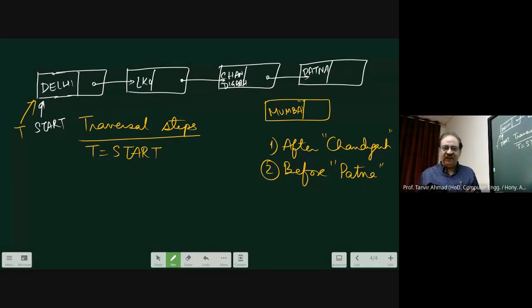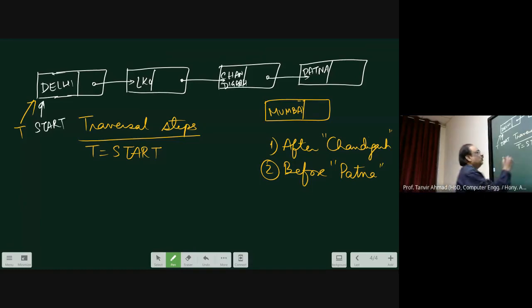Now let us see what will happen after Chandigarh. Now you will compare T of data is equal to Mumbai. No. Then you move forward. T of data is equal to Chandigarh. No. Then you move again forward. T of data is equal to Chandigarh. Yes. And then you have to insert. Correct? That means you compare T of data is equal to Chandigarh. It's not there. You move forward.